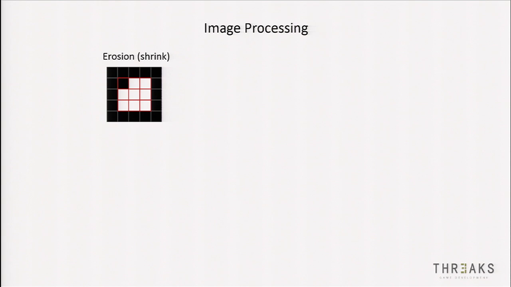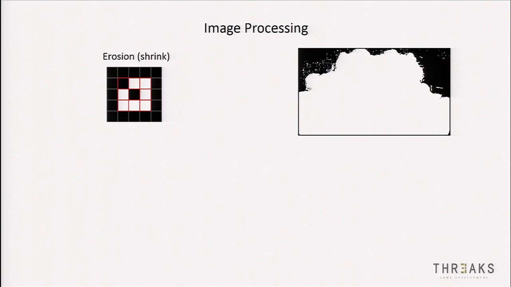The first one is erosion. You have this kind of grid and you move it along every pixel on the actual texture. And like here on the screen, if there is any black pixel within this 3x3 grid, we make the center pixel black. So when we have a picture like this and we throw the algorithm at it, we get something like that. It just shrinks the image a little bit.